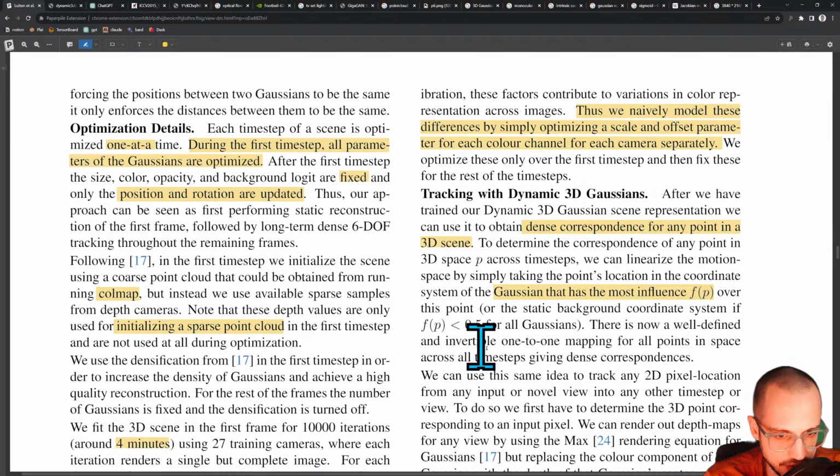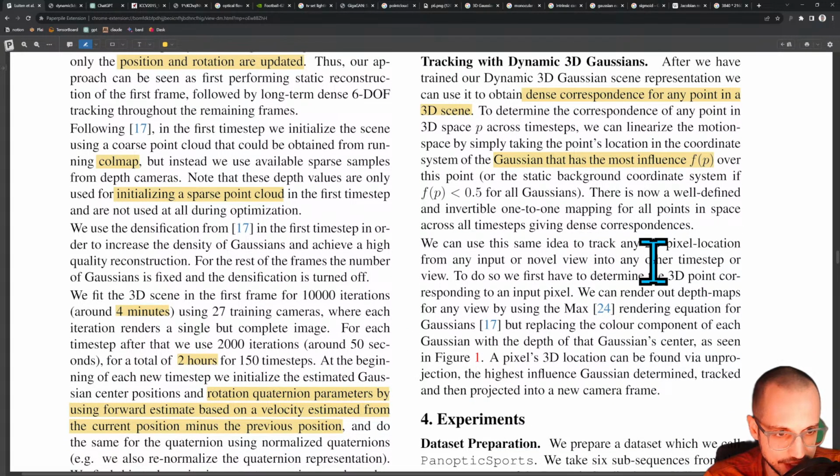There is now a well-defined and invertible one-to-one mapping for all points in space across all time steps. We can use the same idea to track any 2D pixel location from any input or novel view into any other time step or view. We first have to determine the 3D points corresponding to an input pixel. We can render out depth maps for any view using the max rendering equation, but replacing the color component for each Gaussian with the depth of that Gaussian's center.